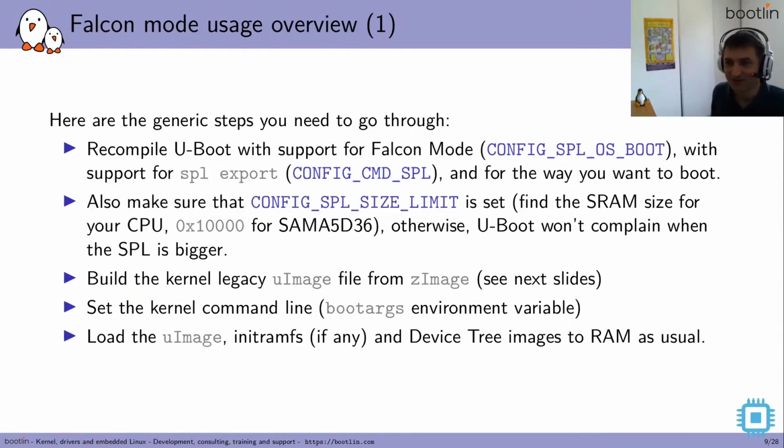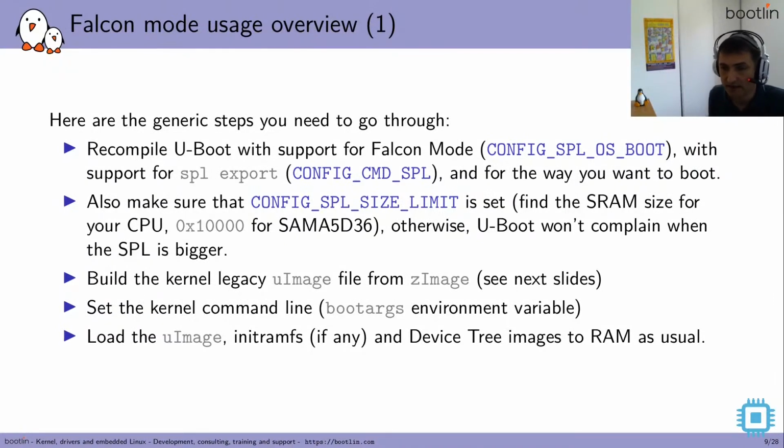So here's how to use the Falcon mode. You'll first have to recompile U-Boot with support for Falcon mode, that's SPL OS boot, and also support for the SPL export command and the way you want to boot, on MMC or NAND flash. Also make sure you set an SPL size limit that corresponds to the SRAM size for your CPU. So on SAMA5D3, it's 64 kilobytes. Otherwise, U-Boot won't complain when the SPL is bigger, and the SPL won't work.